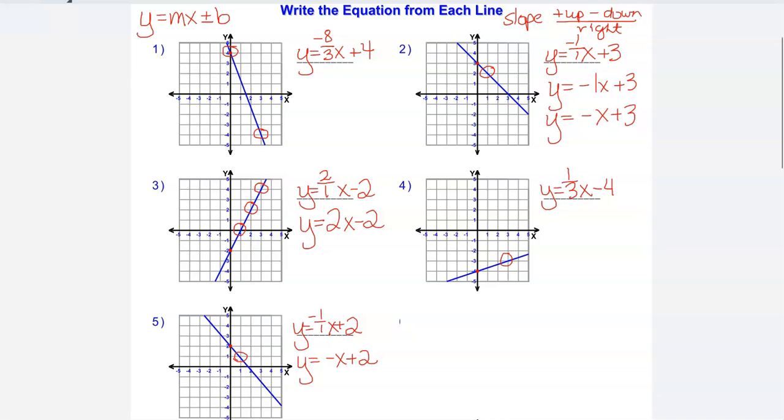This is writing an equation of a line in slope-intercept form by looking at that line on the coordinate plane.